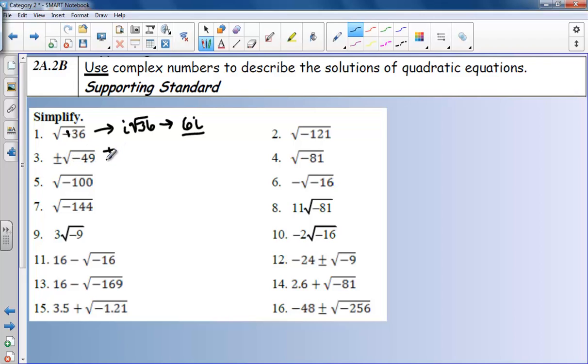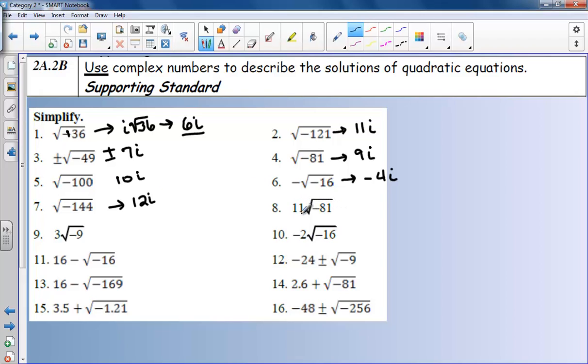Same thing here, so this becomes plus or minus, and the square root of 49 is 7, and since it was a negative, we have to have that i with it. This becomes 11i. This becomes 9i. 10i. Now this has a negative out front, so that's going to change my answer in the end. I'm going to have a negative for i, because once I take my square root of 16, now it's multiplied by negative 1 here. And this becomes 12i.